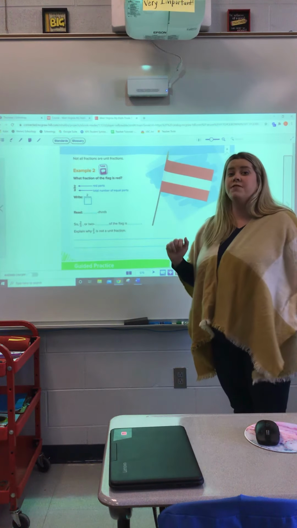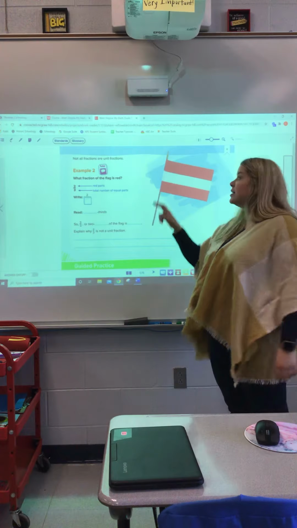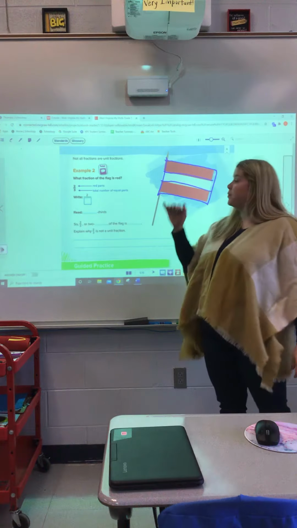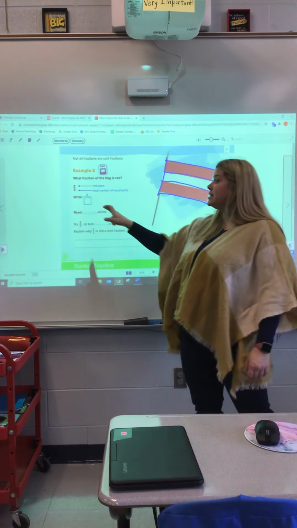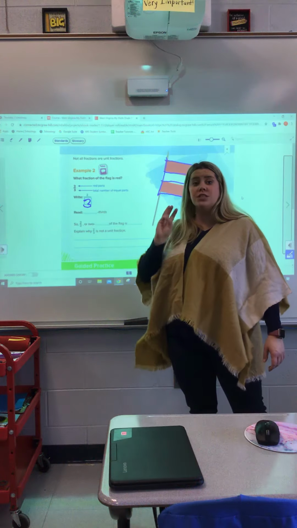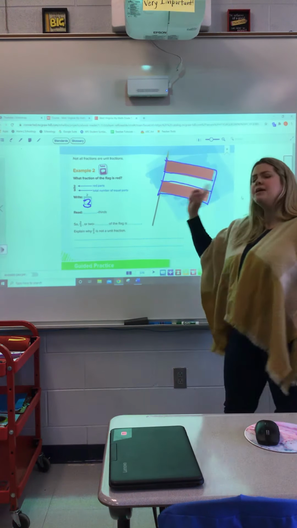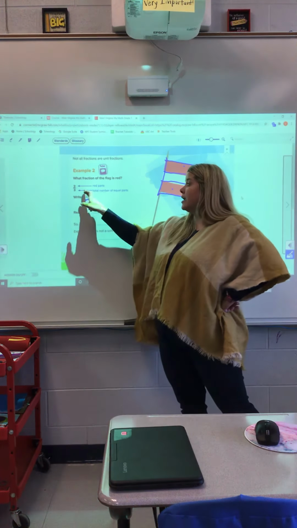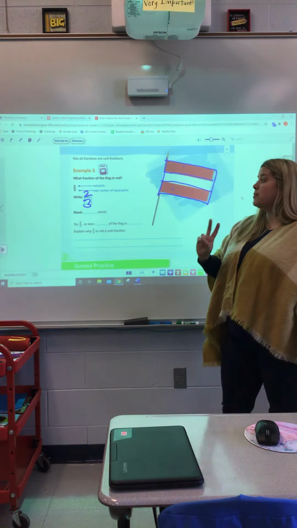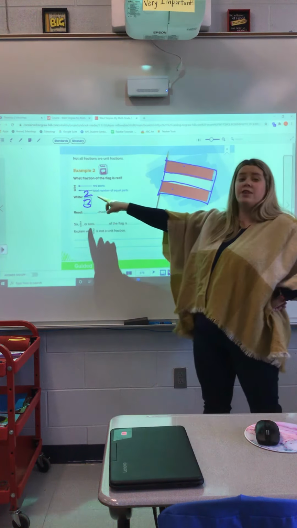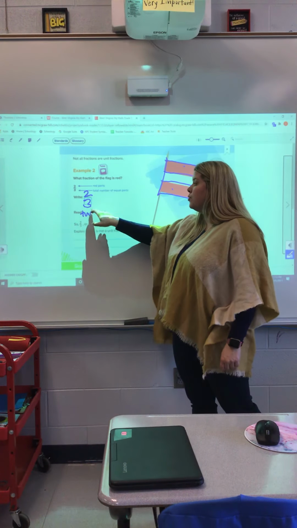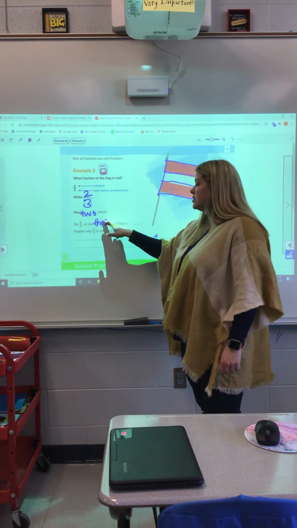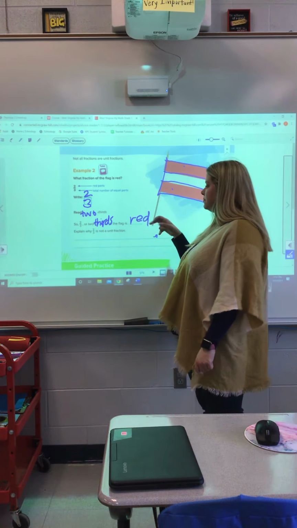What fraction of the flag is red? Well, first of all, let's decide how many parts the flag is divided into. 1, 2, 3. So that means my denominator is going to be 3 because that's the total number of parts. How many of those parts are red? 1, 2. So my numerator is going to be 2 because 2 of the parts are red. So I read that fraction as 2/3. So 2/3 of the flag is red.